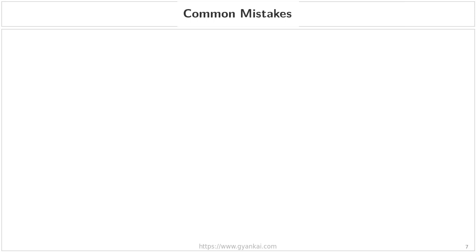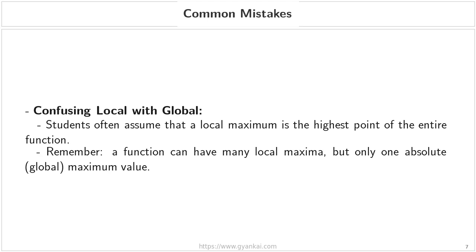Common mistakes. Now that we have explored the definitions and seen a real-world example with temperature fluctuations, it is important to address some common pitfalls. Let's look at the most frequent mistakes students make when dealing with local extrema. First, be careful not to confuse local maxima with global maxima. A very common misconception is assuming that any local maximum is the highest point of the entire function. As we saw in our temperature example, a function can have several peaks, which are our local maxima, but there is only one absolute or global maximum value across the entire domain.